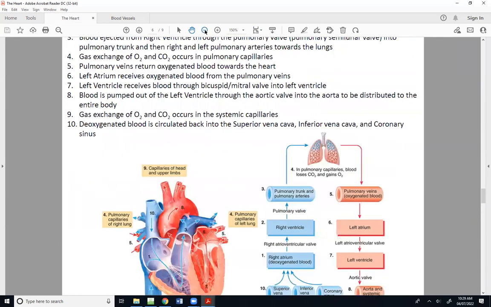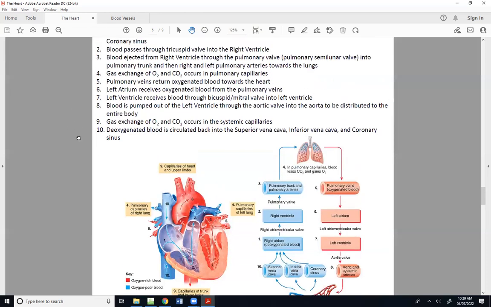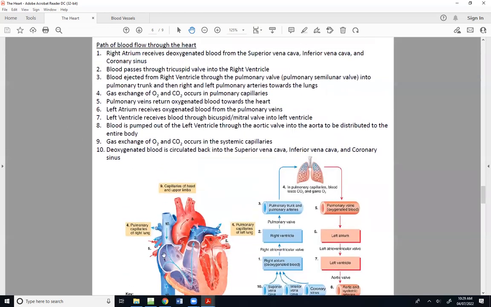Looking down here at the bottom, we have two different figures, an illustration of the heart, just like what we saw on the previous page, but with some numbers. And then over here, it just shows the cycle, all labeled out. So it all begins with the right atrium, receiving blood by way of the superior and inferior vena cavas, plus the coronary sinus.